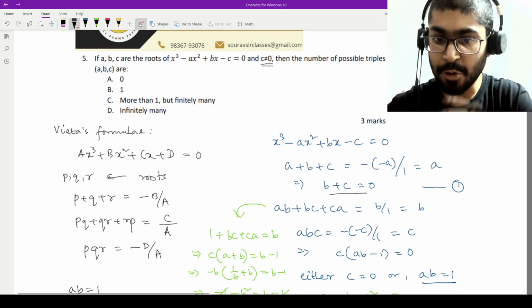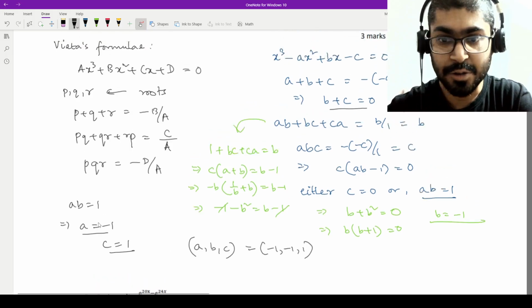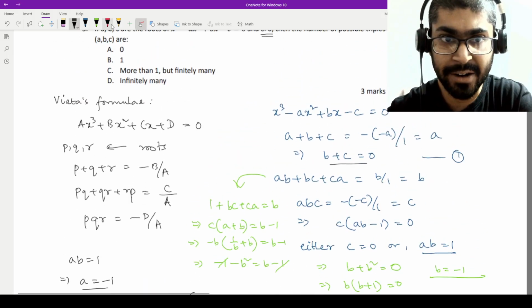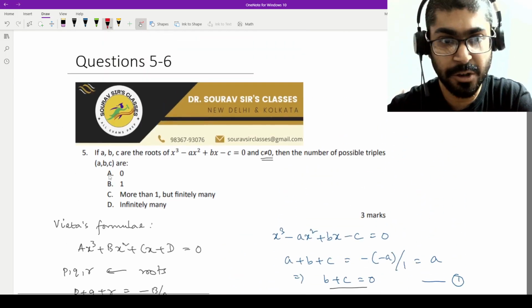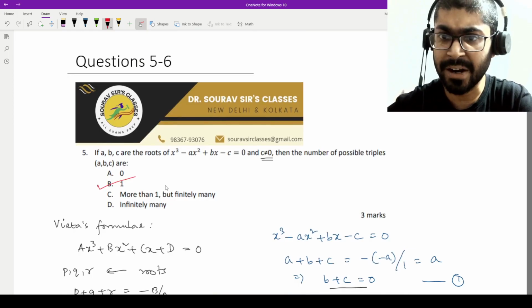Okay, so what are you left with? You are left with only one possibility, that A, B and C should be minus 1, minus 1 and 1. So that is a unique triplet, right? That means the number of possible triplets are 1. So option B will be correct.